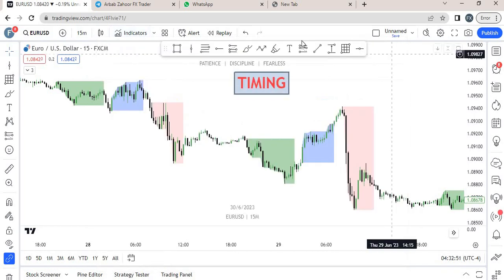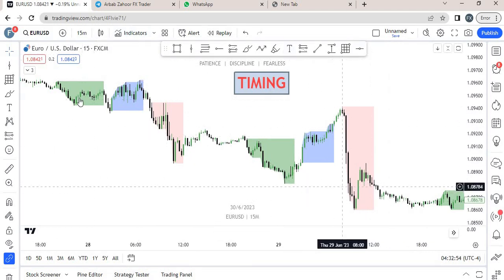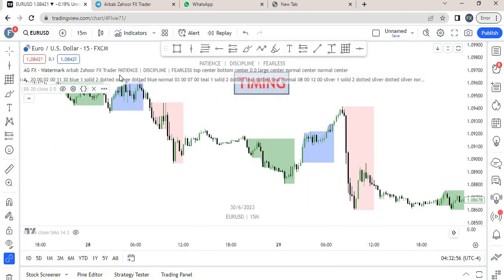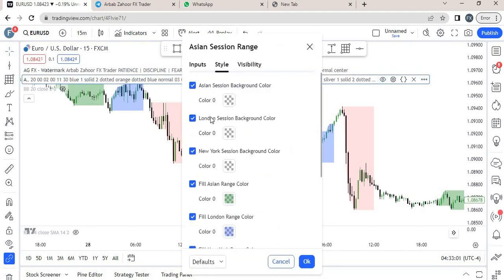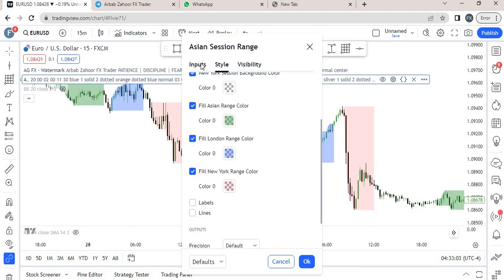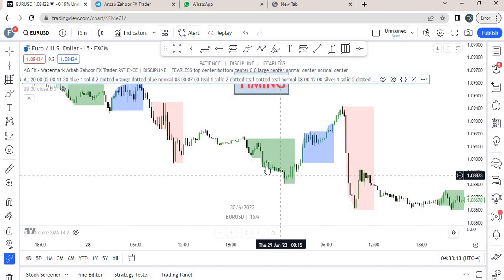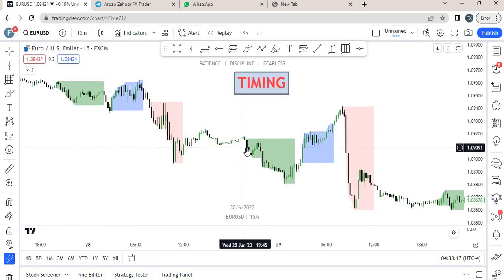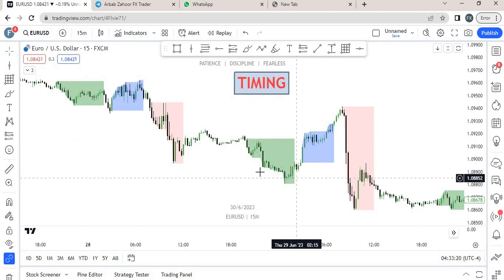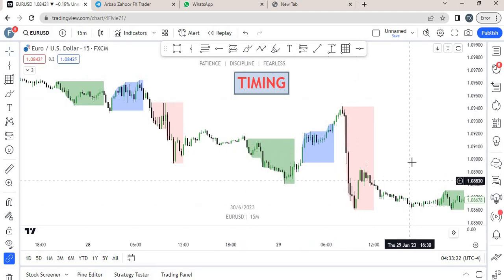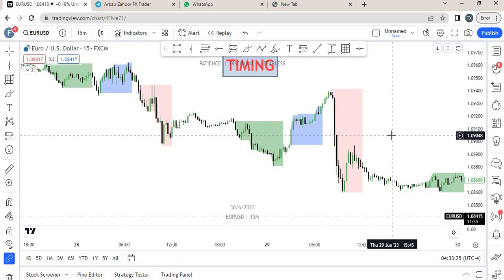Once you apply this setting, the chart will open, and you have to do a few little settings. What I do is change nothing, only the Asian session to green, London to blue, and New York to red, and that's it. So your timing settings will be clear: this is our Asian range, this is the London range, and this is the New York range. It will be helpful for you.